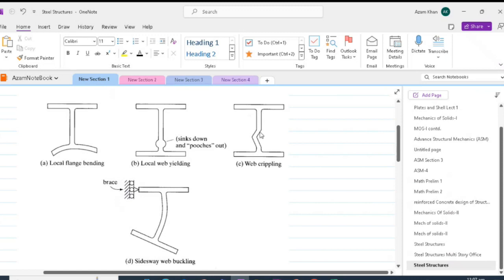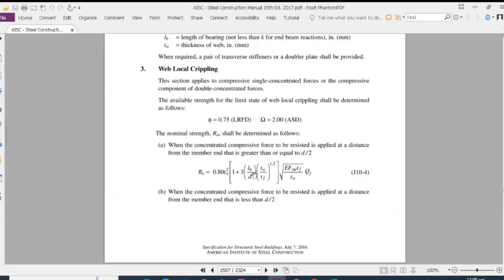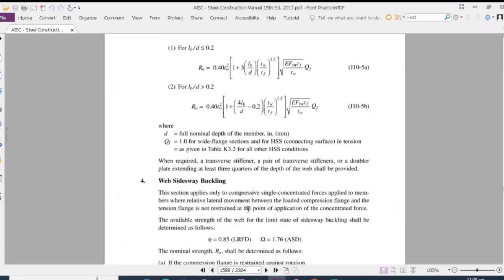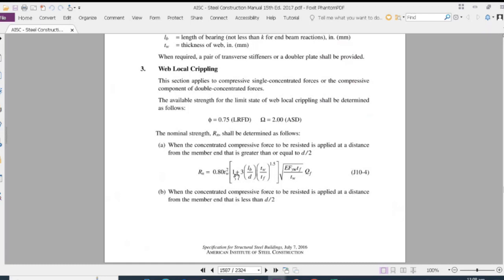Web crippling can be overcome by a stiffener or a doubler plate provided for at least half of the web depth. AISC specification gives three expressions for the web crippling: the expression J10-4, the expression J10-5A, and expression J10-5B. If the concentrated load is applied at a distance greater than or equal to d by 2 from the end of the member, where d is the overall depth of the member, then we can use the expression J10-4.